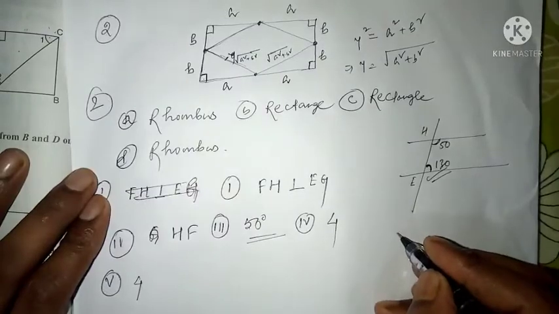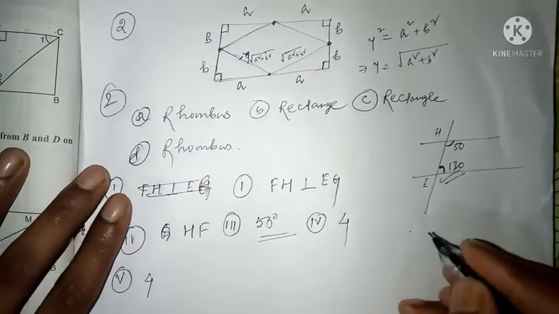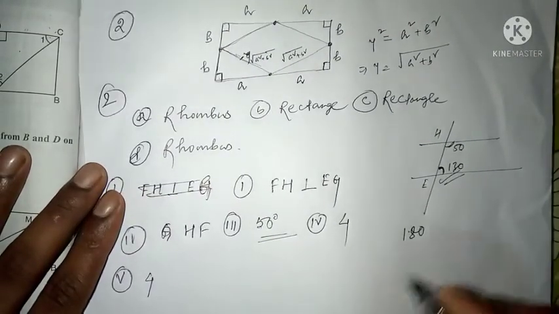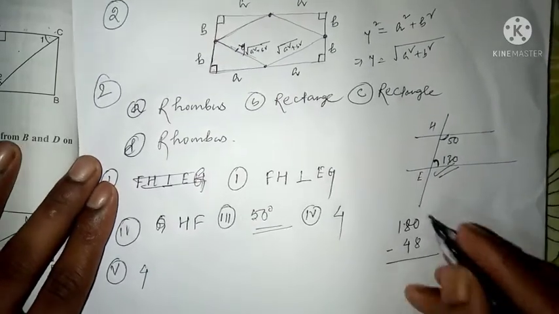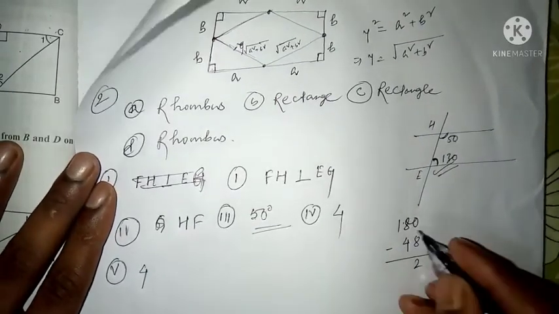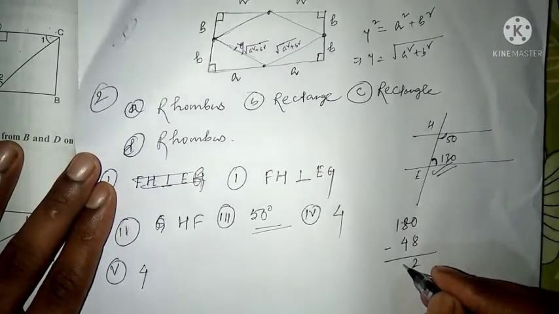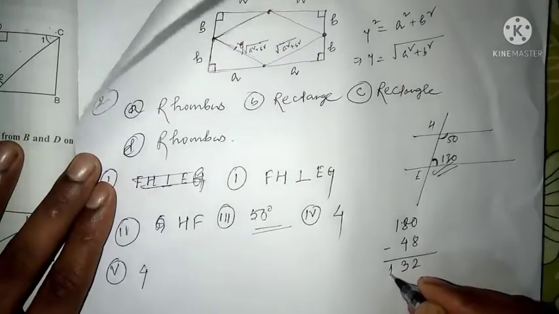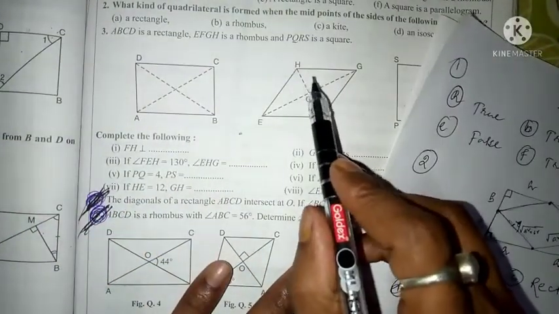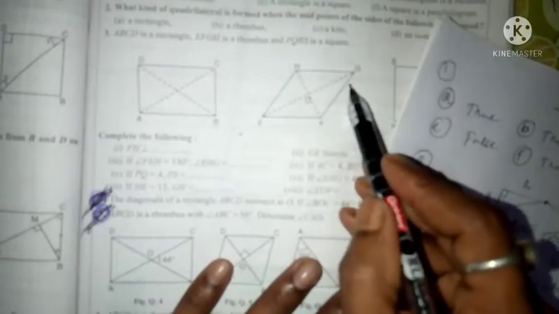the sum of two angles is 180 degree, and one is 48 degree. So 10 minus 8 is 2, 7 minus 4 is 3. That means 132. That means this whole angle HGF is 132.